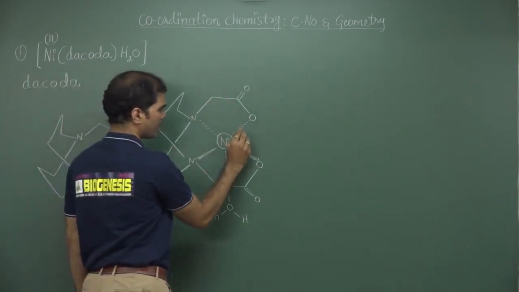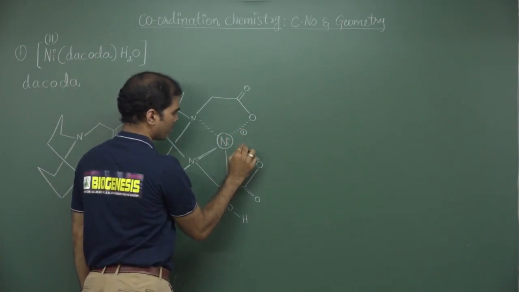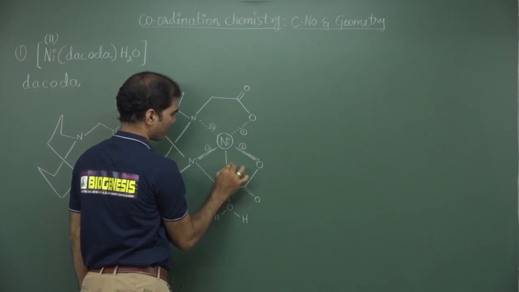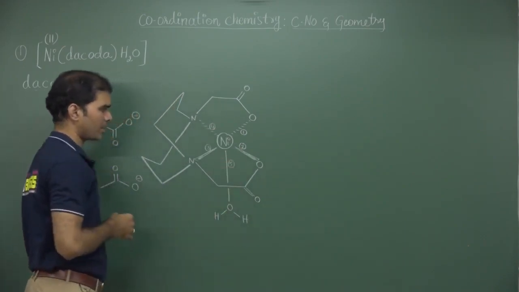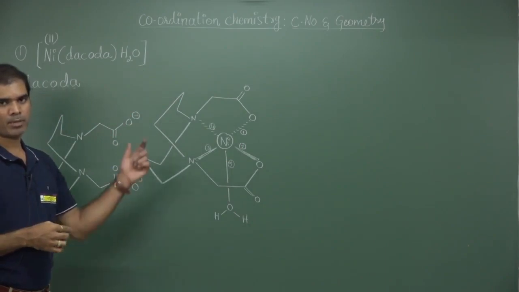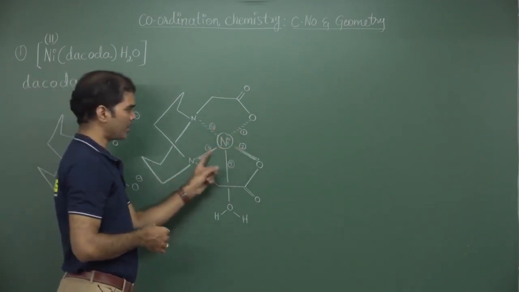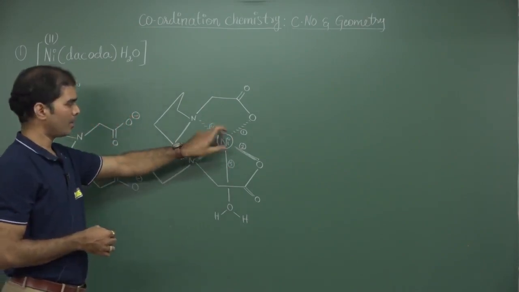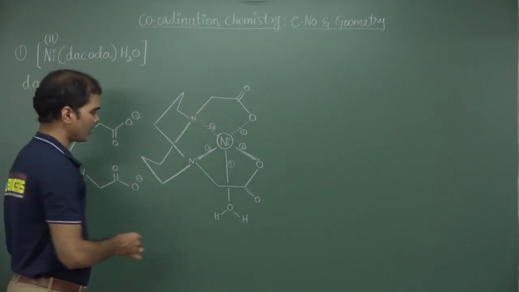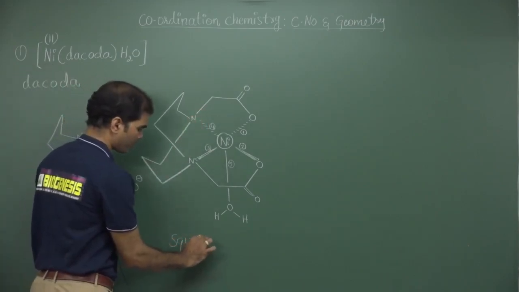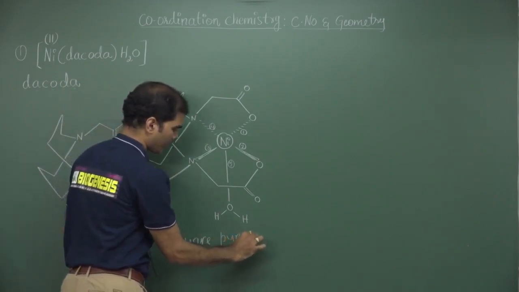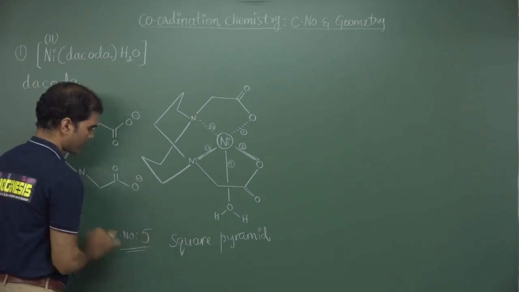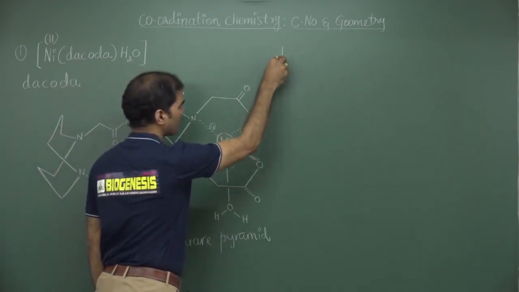Coming to the coordination number, it is the number of sigma bonds that emerge out from the central atom. Forget about any pi bond which is present between the metal and the ligand. We are concerned only with the sigma bonds present between the metal and the ligand. So altogether there are 1, 2, 3, 4 and 5 sigma bonds, and hence the coordination number of nickel in this complex is 5. Coordination geometry is square pyramid. This is one such complex.